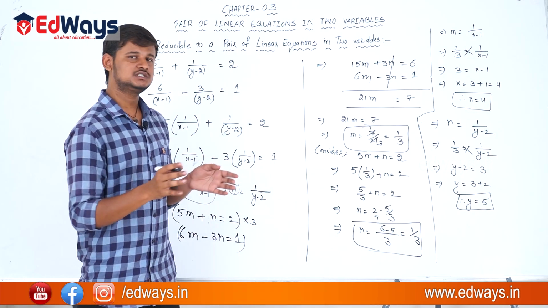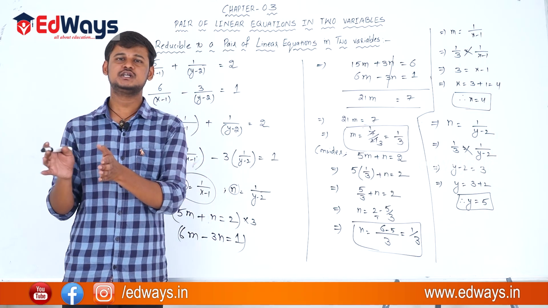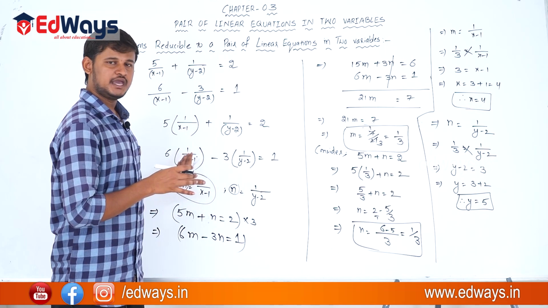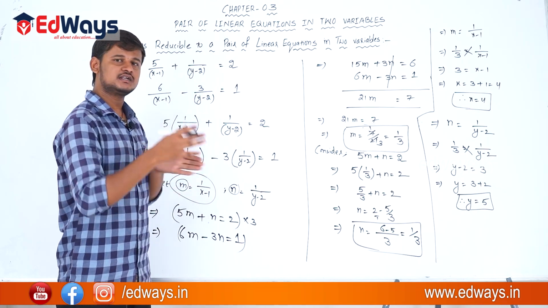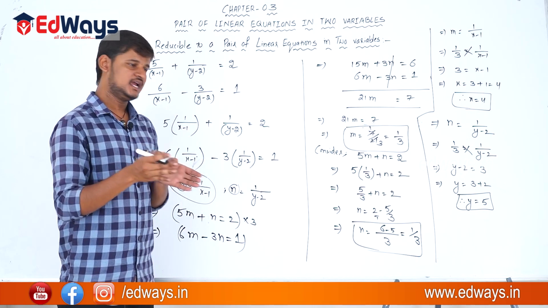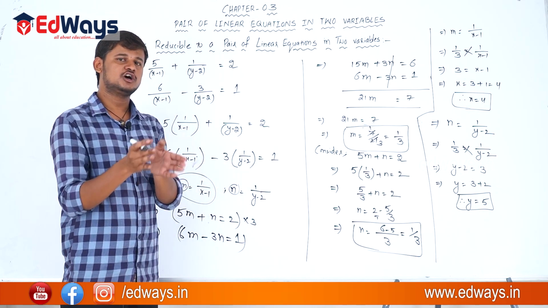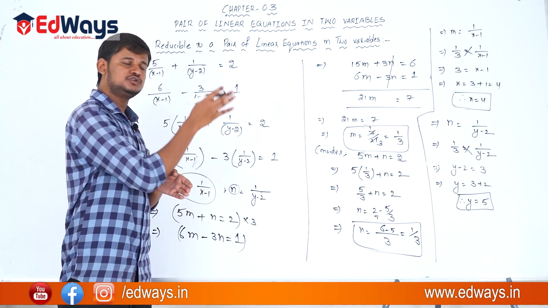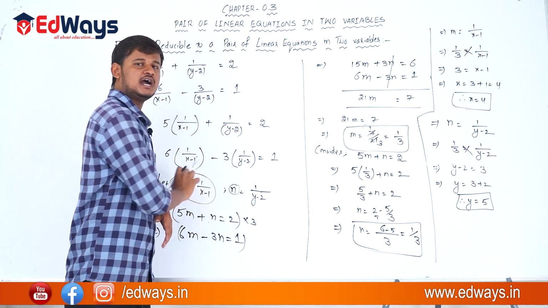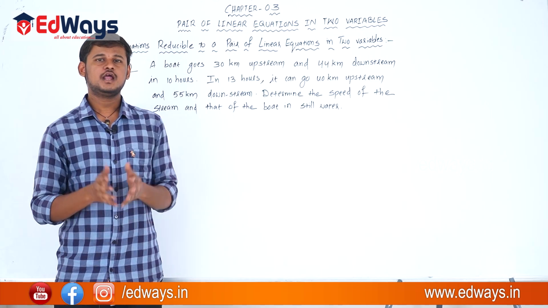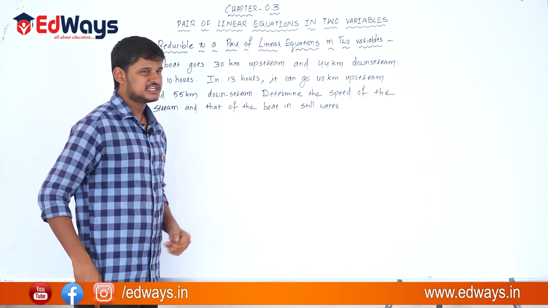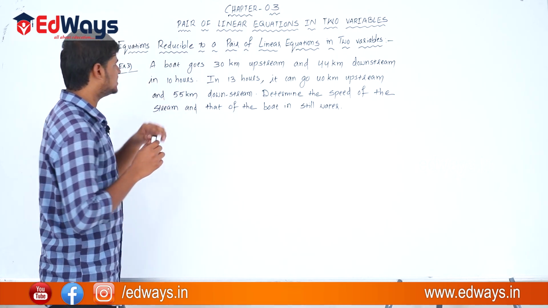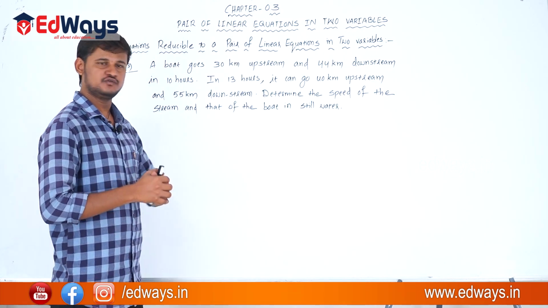So we just have to search for the common part and assume that common part as some m and the other common part as n, get the linear equations, solve for m and n, and again substitute that m and n in the assumed equations. Now let us solve some word problems on the same concept, that is, equations reducible to a pair of linear equations in two variables.